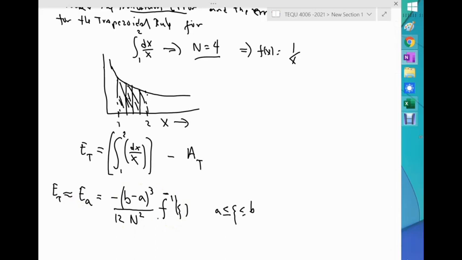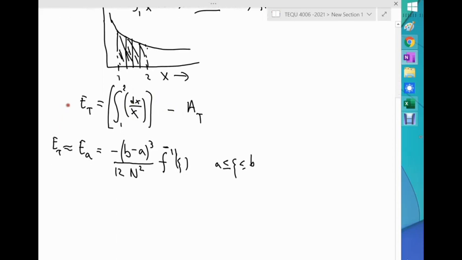Now, let's start with this first. So let's do the actual integration. Obviously the idea of using a numerical method is because you don't know how to do this, but we are interested in getting the truncation error. So let's say that we know how to integrate that.